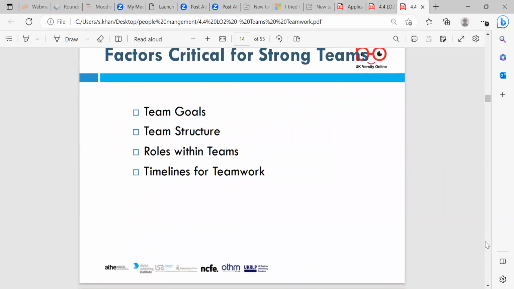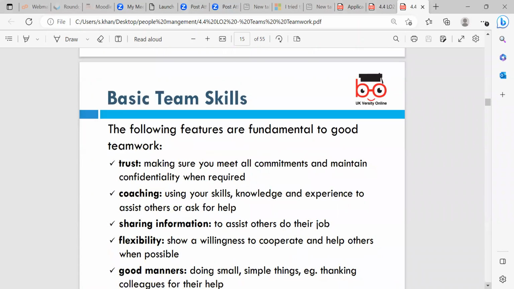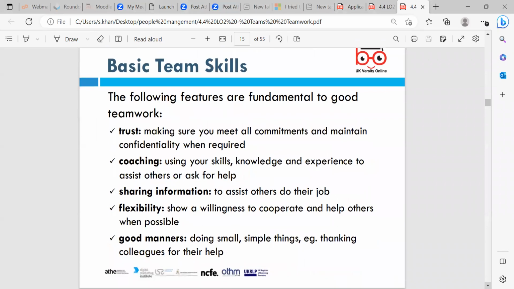So we dealt with factors critical for strong teams, and then we're on slide 15, which looks at basic team skills. So today's session we'll be looking at the basic team skills, and we'll be finishing off learning outcome 2, and then tomorrow we'll be starting on learning outcome 3.